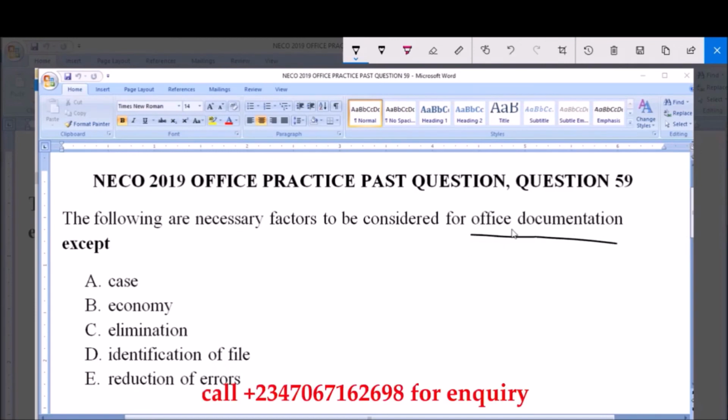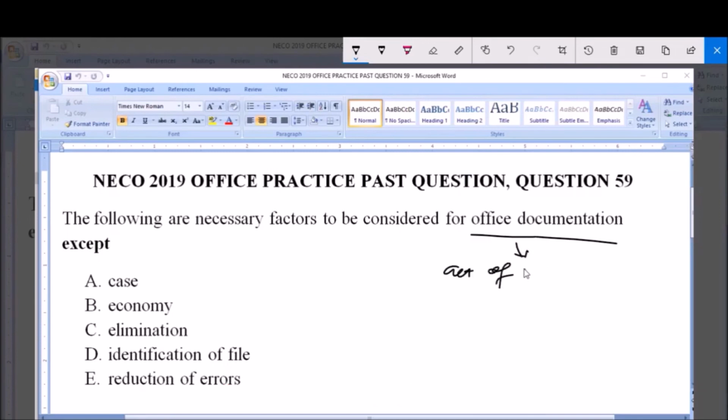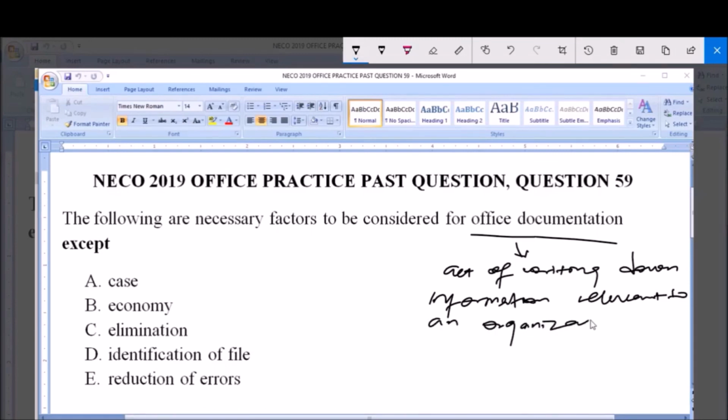Now, office documentation simply refers to the act of writing down information relevant to an organization. Office documentation is very important, and there are some factors that are considered for office documentation. Now, A is the case. Yes, case is a very important factor considered for office documentation. Likewise, the economy is also important.